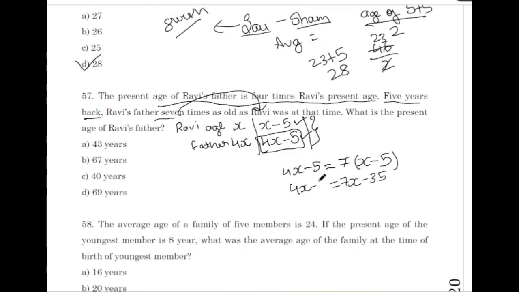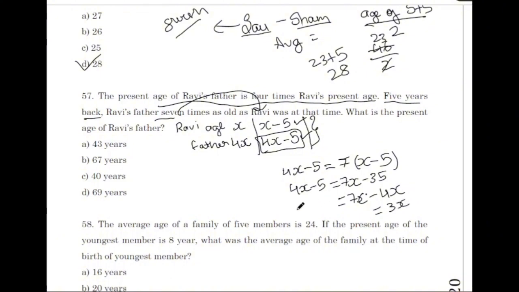4x minus 5. Like in a quadratic equation, put numbers on one side and alphanumeric values on the other side. Alphanumeric values are 7x. Here there is a 4x. Bring it to this side. Here it is plus, it will become minus 4x. 7x minus 4x, it will be 3x.